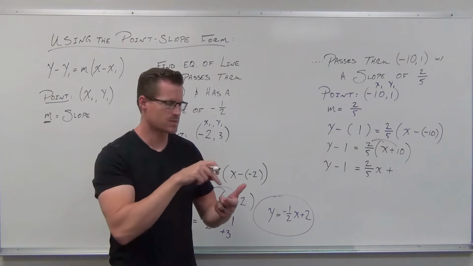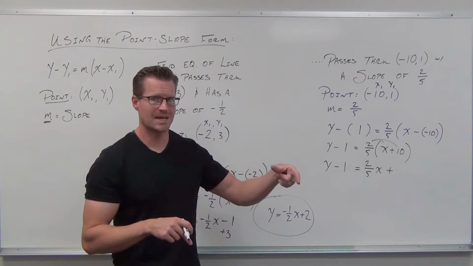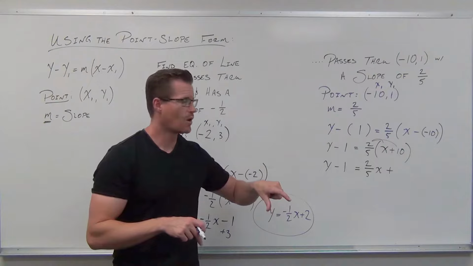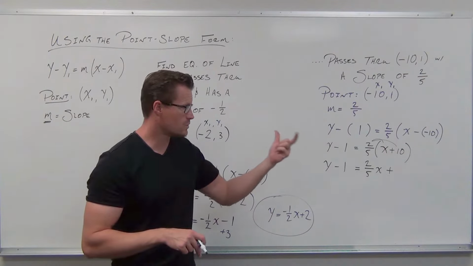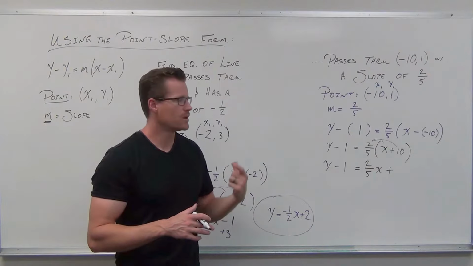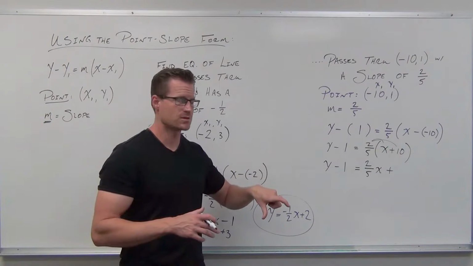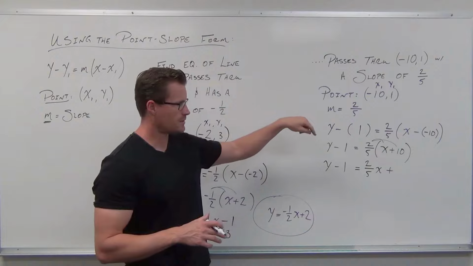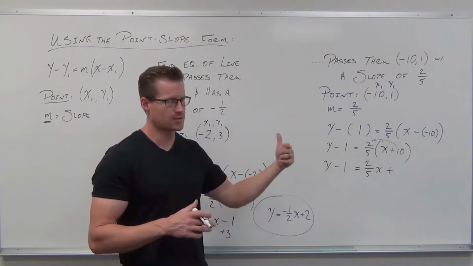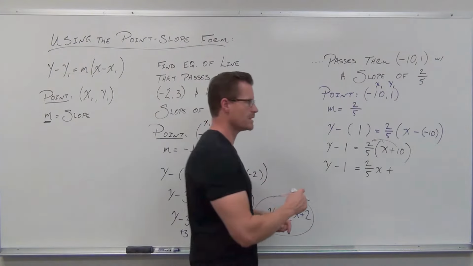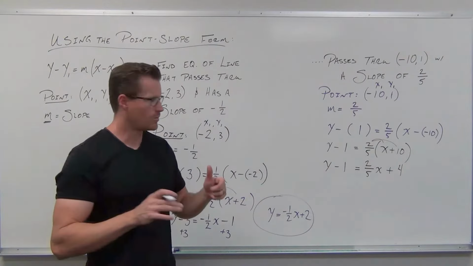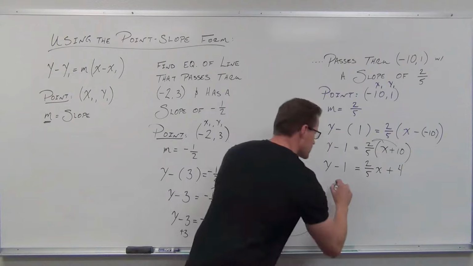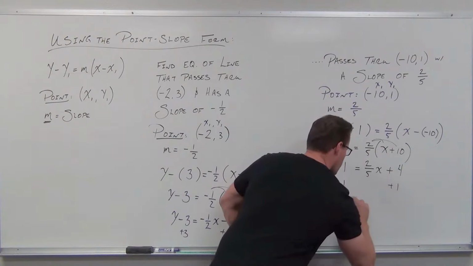So 2/5 times 10, or think 2 times 10 is 20, then divide it by 5, or think I can simplify 5 with 10. I can get 2 times 2 is 4. Either way you go. 2 times 10 is 20, divided by 5 is 4, or you simplify 5 with 10, you get 2 times 2, that's 4. No matter what you do, you need to be getting plus 4. You are almost done. Almost. Just solve for y. Put this in slope-intercept form.